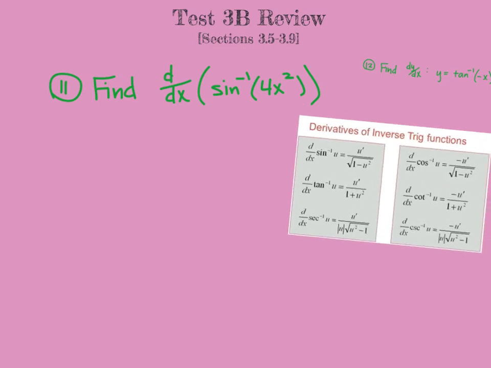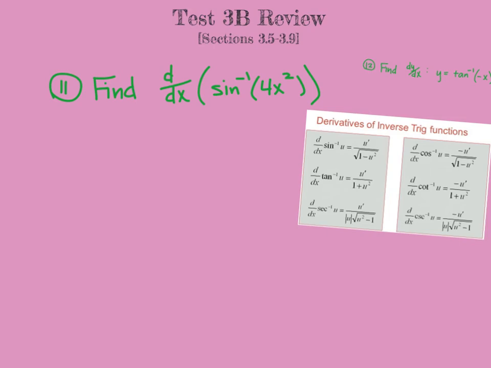Problem 11 is finding the derivative of the inverse sine of 4x squared. So our derivative rule for inverse sine of u is u prime over the square root of 1 minus u squared. So let's identify what u is. In this case, u is our inside function 4x squared, and u prime is its derivative, which would be 8x using the power rule. So the derivative of inverse sine of 4x squared using our formula is u prime, so 8x in the numerator, over the square root of 1 minus u squared.